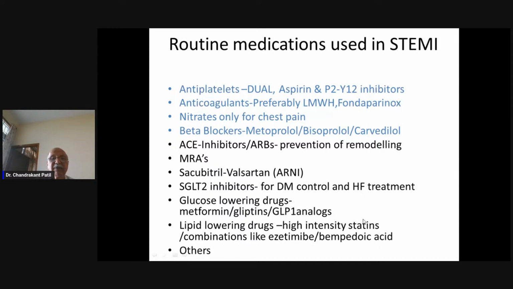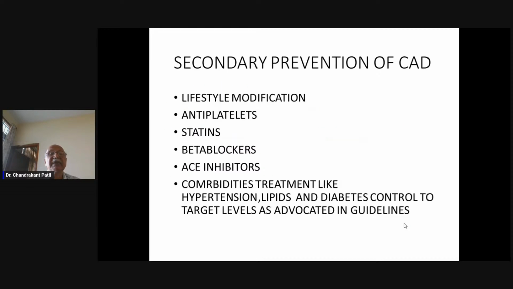Lipid lowering drugs, I have already talked to you. High dose statins, even sometimes including combinations like ezetimibe and bempedoic acid, just to lower the LDL below 50 milligrams, preferably 30 milligrams if it is a high risk CAD patient. So, what is secondary prevention, which is very, very important?